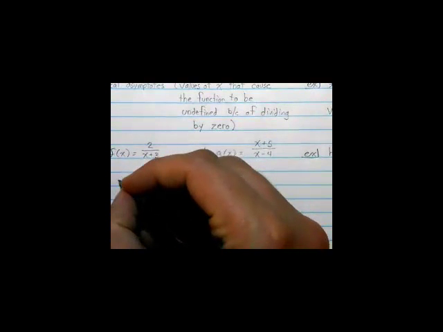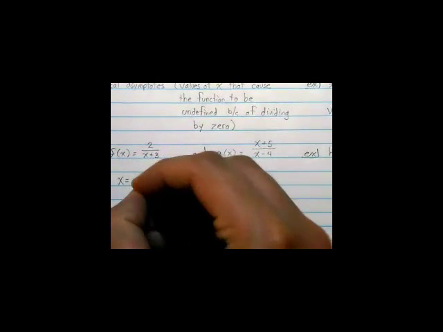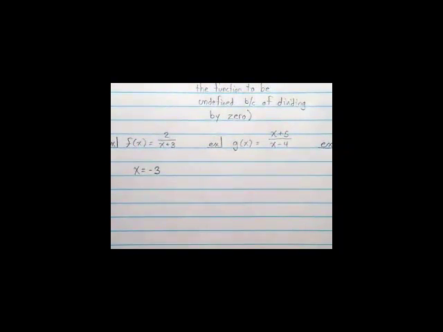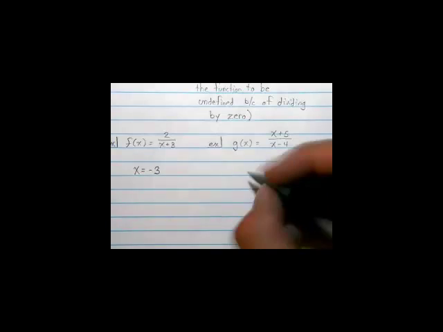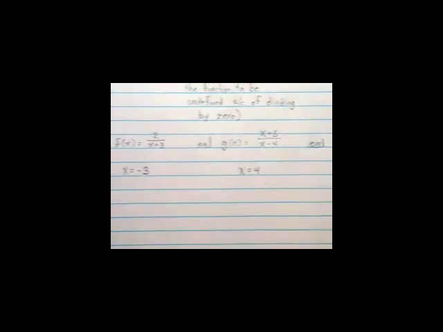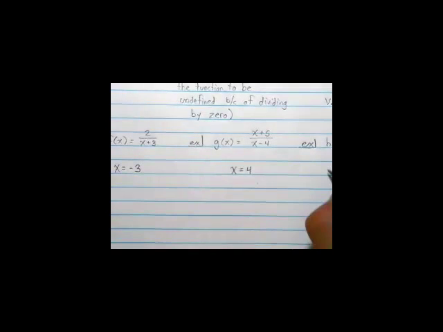All right. I'd like to give us the first one. 2 over x plus 3. Where's the vertical asymptote? Yeah. -3. Good. All right. Second one. 4. And the last one? 1/2. Yep.